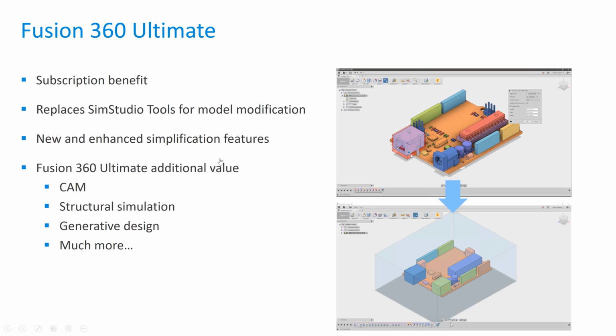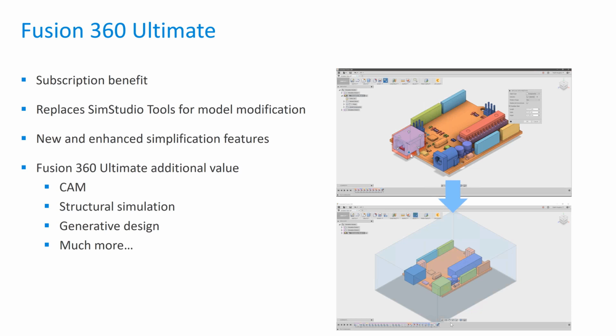But what I want to talk about next is Fusion 360 Ultimate. Now, it is a subscription benefit. So we, in the past, have had SimStudio tools. And the whole point of SimStudio tools is like this graphic. Take a complex model and boil it down to the needs that you have for simulation. So in this case, electronics, that's actually the true Arduino test board. And there's certain aspects of it that are great for manufacturing, great for fit and finish, but when you're talking about doing a thermal analysis, you really don't need them.